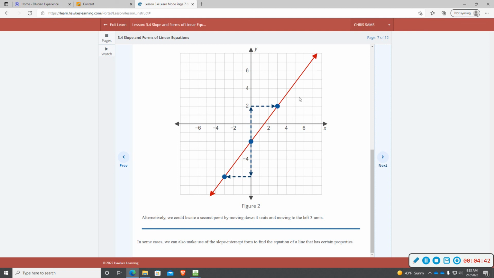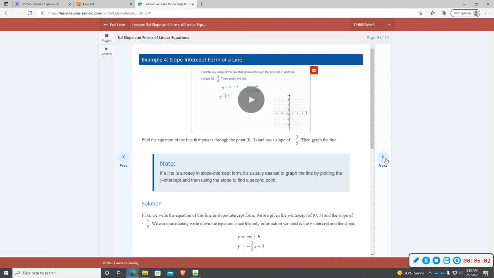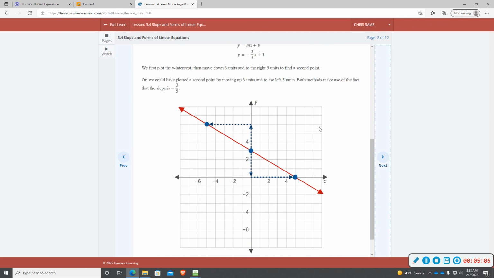So up and right is positive and positive. If you're going to go the other direction, you've got to go down and left, which is going to be negative and negative. You can do that in any case where you're graphing a linear line. You can go left to right or right to left. You just have to go the opposite direction. All right, here's some more examples in Hawks, just showing you the same thing with a different line. This one has a negative slope.